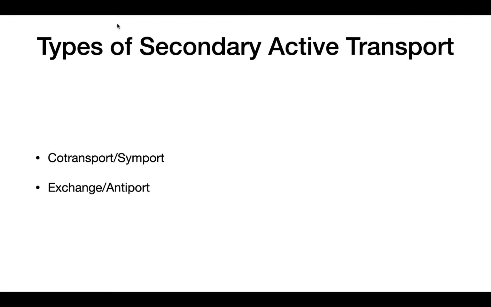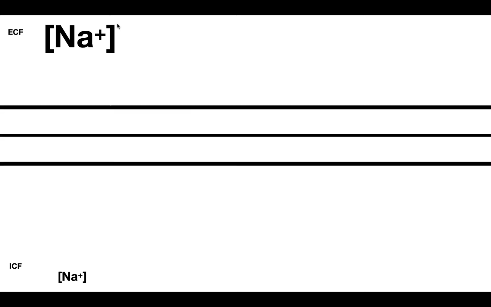So there are two types of secondary active transport. The first type is called cotransport or symport, and the second type is called exchange or antiport. So we'll start off by talking about what cotransport is, then we'll finish off the video by talking about what exchange is. In order to understand what these two things are, we're going to look at two real-life examples in different cells in the body that show what these two things are. So let's look at the first one.